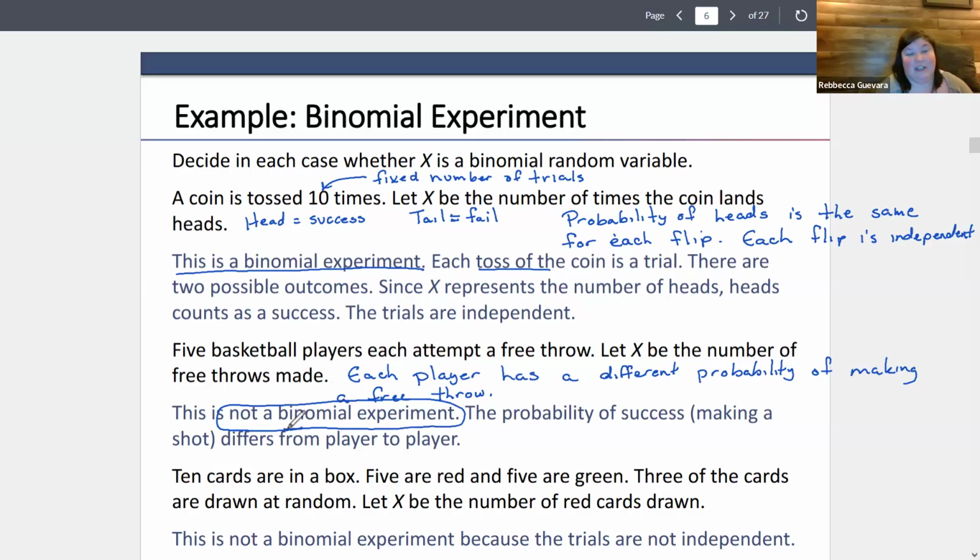Next one, 10 cards are in a box. So we have a fixed number of trials. Again, we have 10. 5 are red and 5 are green. 3 of the cards are drawn at random. Let X be the number of red cards drawn. In this case, it's not really explicit here, but we are assuming that each time we draw a card, it affects the probability of the next card, because we're drawing 3 cards. If I draw 1 card, that means the next one's probability has changed. So drawing each card affects the probability of the next card.